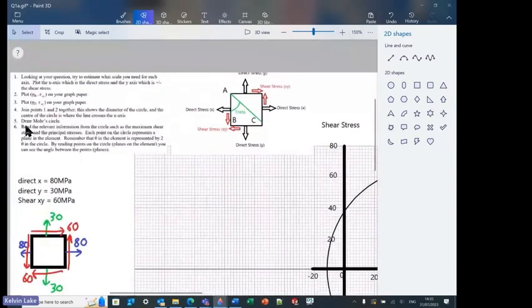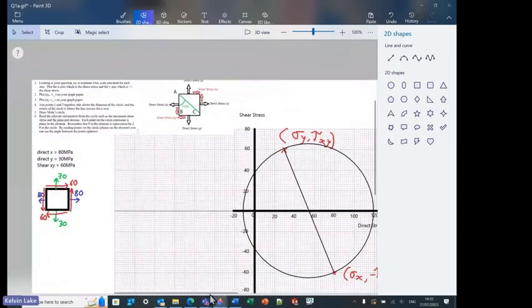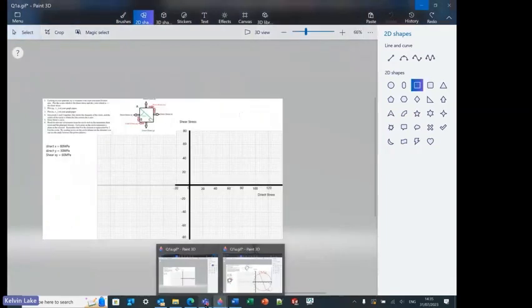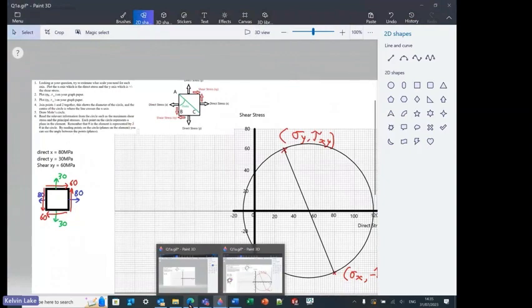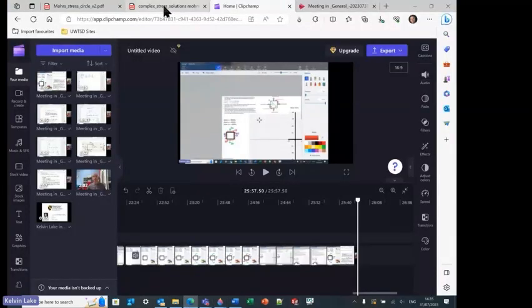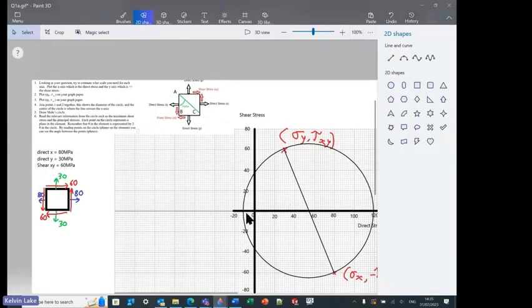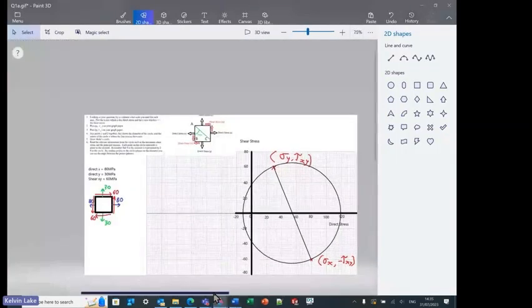Draw a small circle, read the relevant information. So let's look back to the question. What does the question actually ask us? It's this one here, isn't it? Okay, let's have a look at our question. Calculate the principal stresses and the planes on which they act. Okay, the principal stresses. So what is sigma 1 and what is sigma 2?